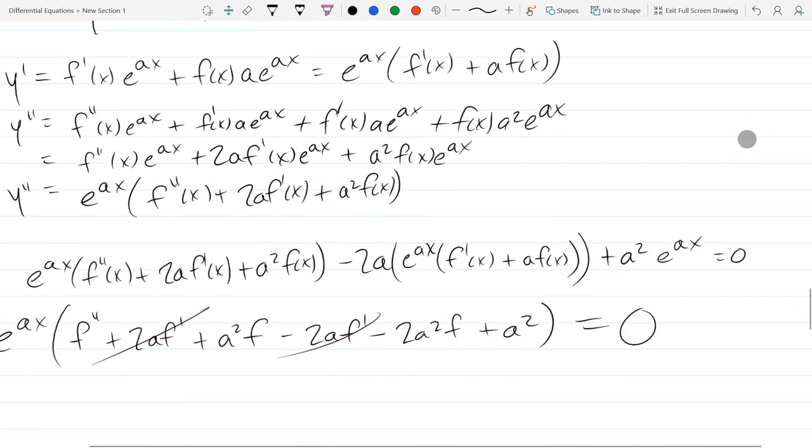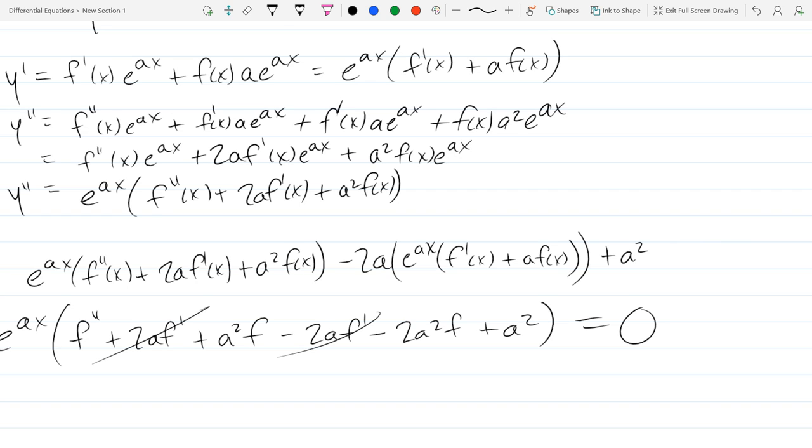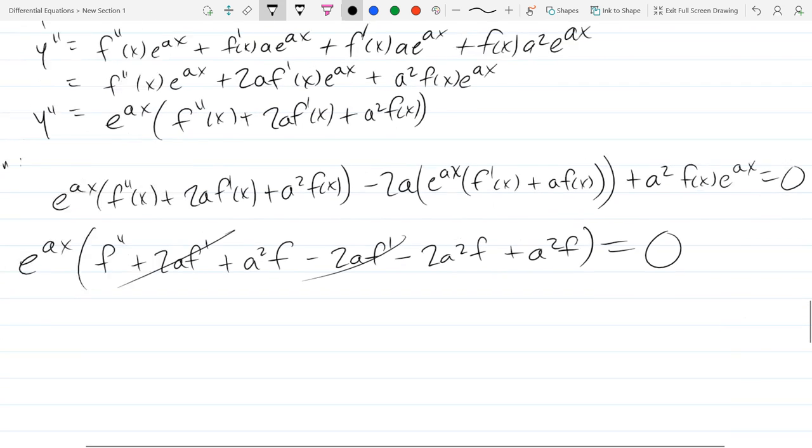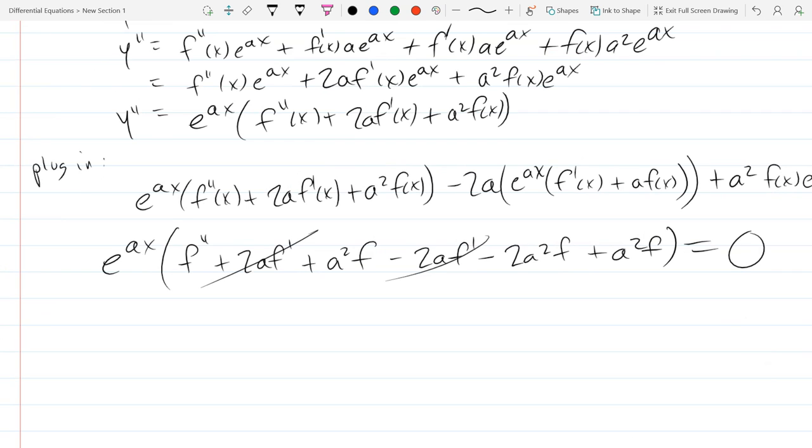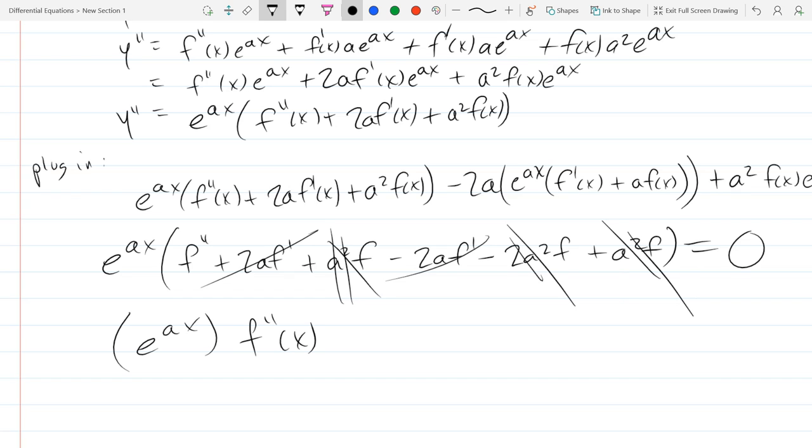Let's see. So this right here should be f of x, which means this is a squared f. All right, a squared f plus a squared f, take away two a squared f's. Yeah. So those are all going to cancel out. Those are gone. e to the ax. Now I can write f of x. It's very reasonable.